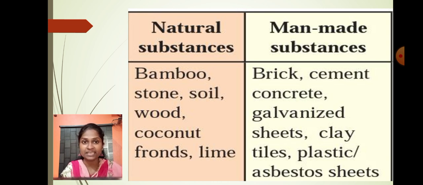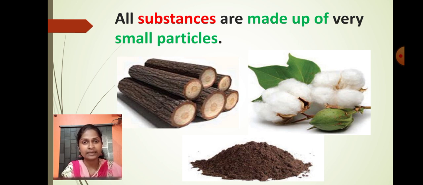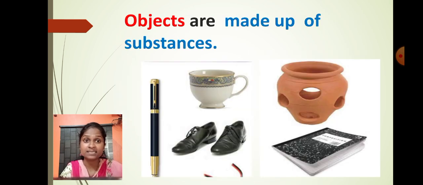Whatever material we get from nature, we call natural substances. Whatever material is produced by us is called man-made substances. Students, I hope you have understood what we have learned today. Let's see once again. We learned about the difference between substances and objects. All these substances are made up of small particles. Wood is a substance, cotton is a substance, soil is a substance, iron is a substance. But when these substances come together, they make objects. Different objects are made using different substances. So substances are small particles, and when many substances come together, they form objects.